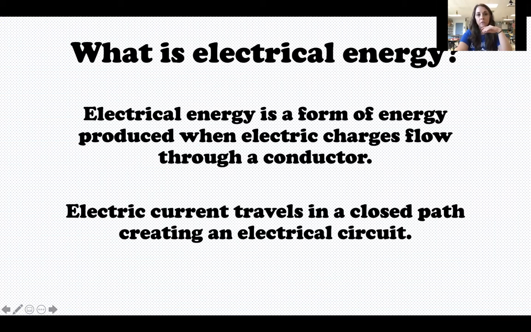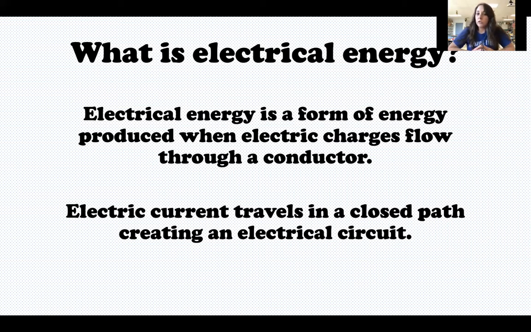So electrical energy is a form of energy produced when electric charges flow through a conductor. Hopefully you remember from the lab on conductivity that a conductor is an object or a substance that allows the flow of energy, in this case electricity. So we said that most metals are very good conductors of electrical energy. Copper is the best, gold and silver are also good conductors, and things like that.